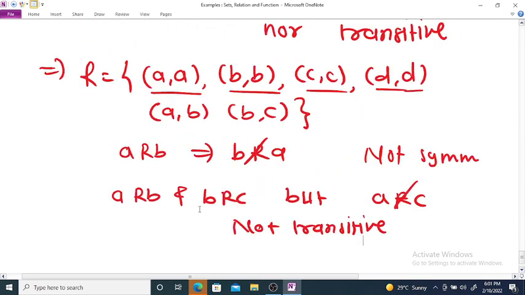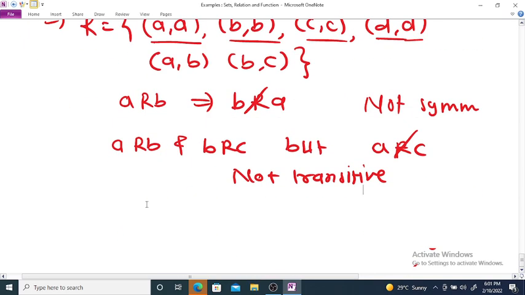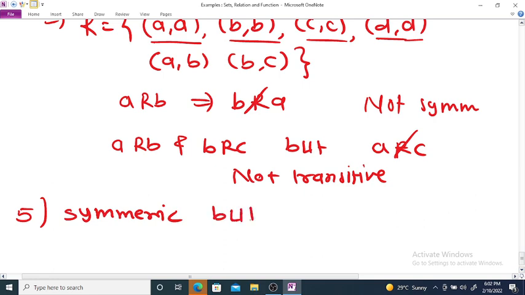Now the next, example number 5. Symmetric but neither reflexive nor transitive.